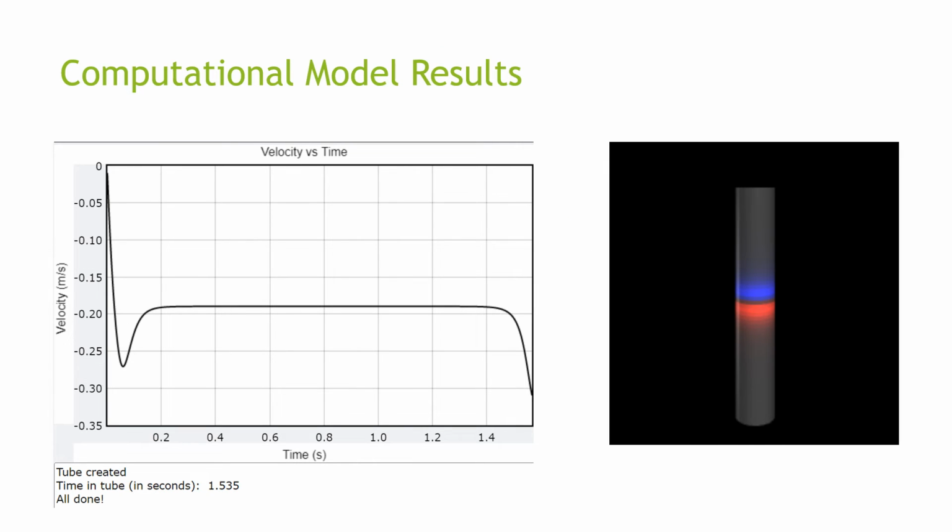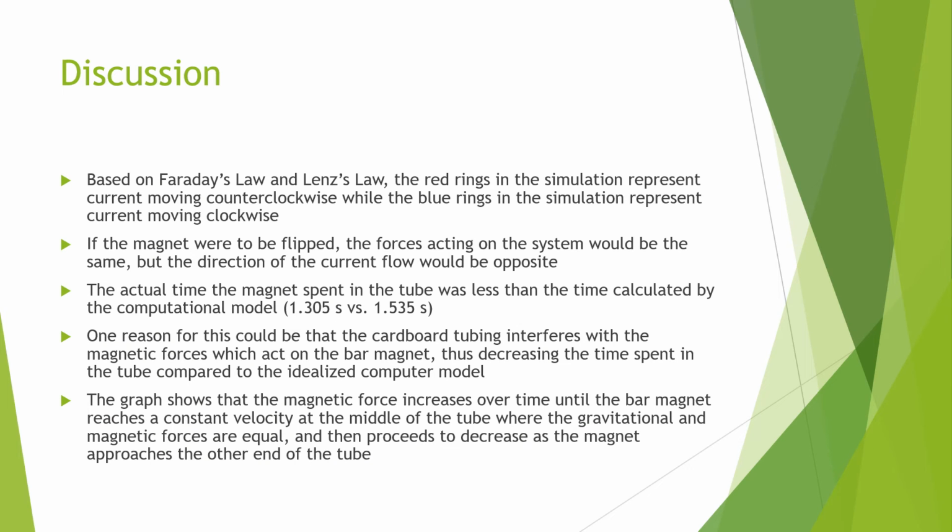On this slide, you can see the computational model results, which include a graph of velocity versus time, along with a visual which shows the magnet actually traveling through the tube, and the time in the tube, which was calculated to be 1.535 seconds. In the visual from the previous slide, the red rings represent current moving counterclockwise, while blue rings represent current moving clockwise. If the magnet were to be flipped, then these colors would also flip due to the change in direction of the current flow. Nothing would change in the physical system, however, as the forces would be the same.